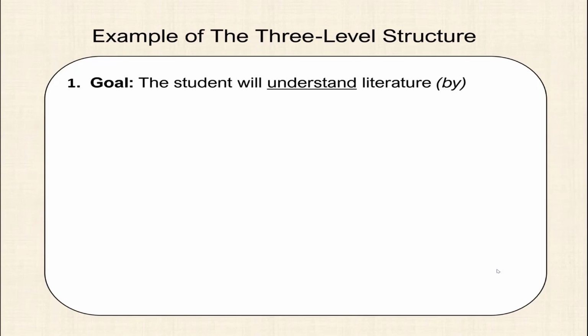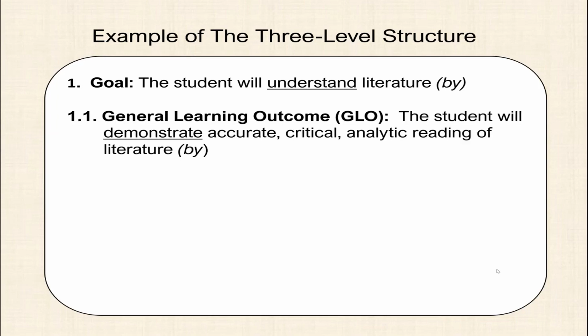So here's an example. The goal could be the student will understand literature, and the general learning outcome, or GLO, would be the student will demonstrate accurate, critical, analytic reading of literature. And of course there would be more general outcomes. There'd probably be a 1.1 and 1.2, 1.3. And notice I put a "by" here, and you wouldn't leave this in. I have it in just to demonstrate that we can make a sentence out of this. The student will understand literature by demonstrating accurate, critical, analytic reading of literature. So that's one of the things they do to understand.